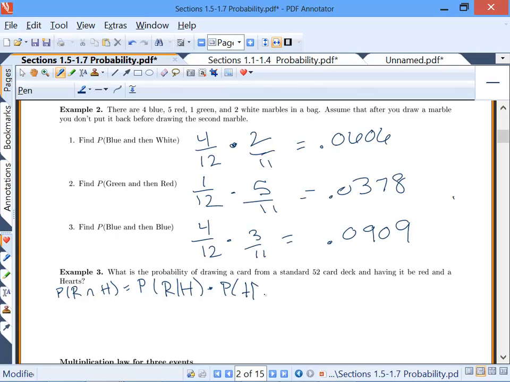So we times by the given thing. And let's see if we can figure out what both of these probabilities would be and see if we get the same answer that we get logically. So the probability that it's red if you know it's hearts. So if you know it's hearts, what's the probability that it's red? 1. And times it by the probability of hearts. How many hearts are there in the 52 card deck? 13 out of 52, so we get 1/4.